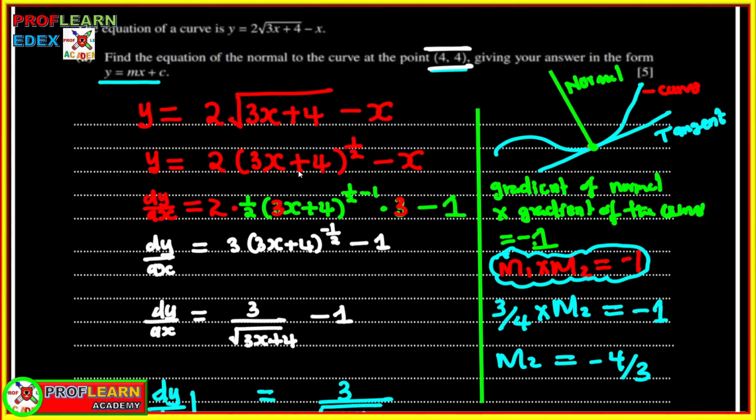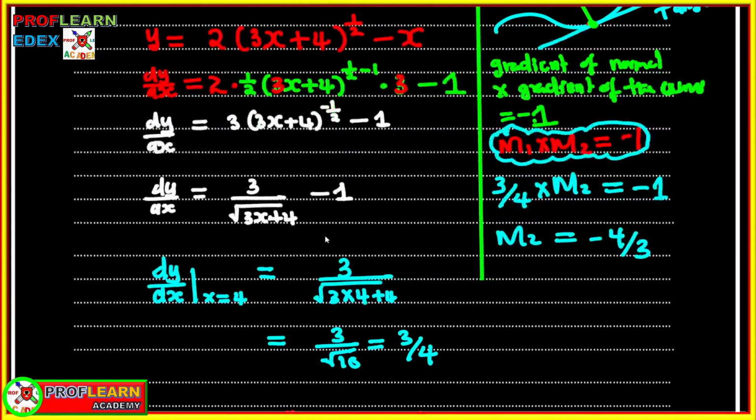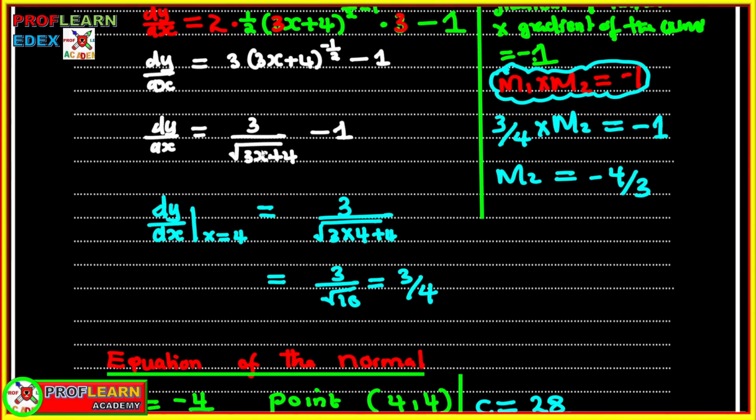So the first thing to do is to use the power rule. Just disregard what's in the bracket, take the power down, then reduce the power by 1, then multiply by the number in front of x. Just understand it that way. So dy/dx is equal to this, so meaning that dy/dx is going to reduce to 3 over root 3x plus 4, minus 1.